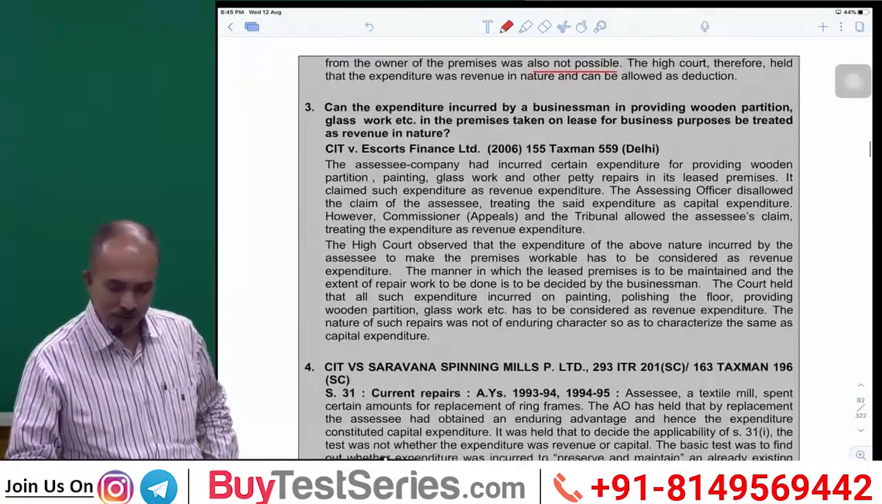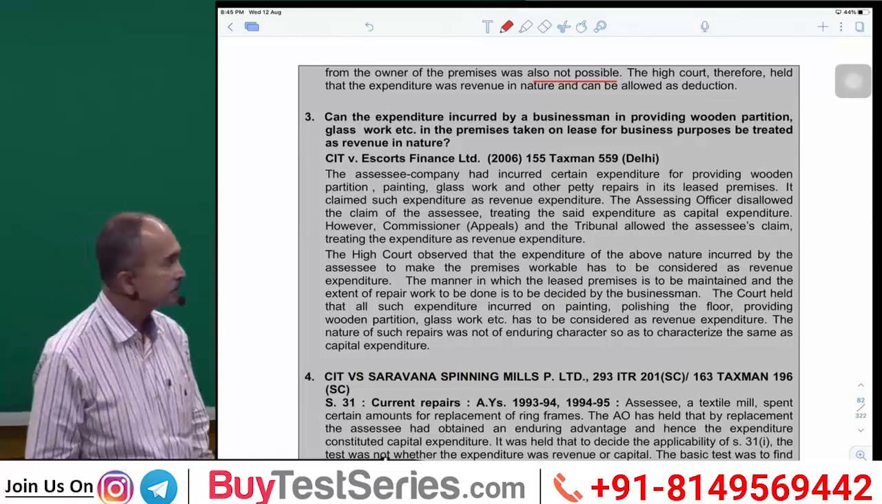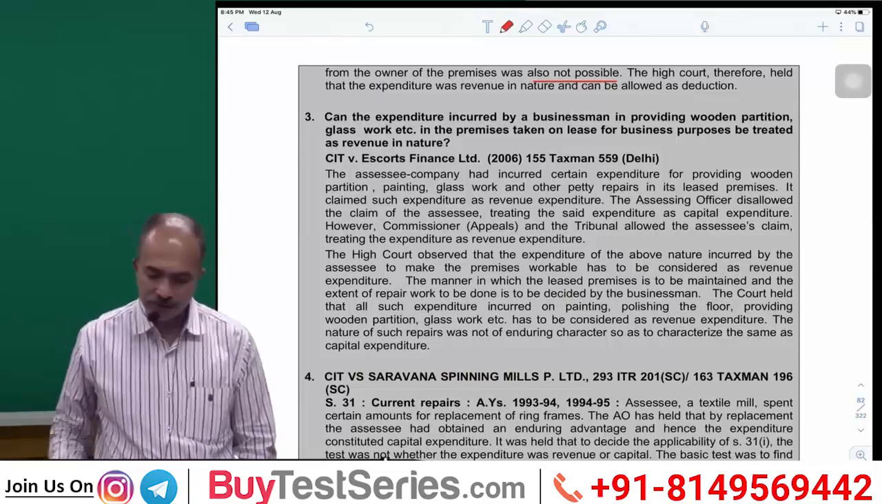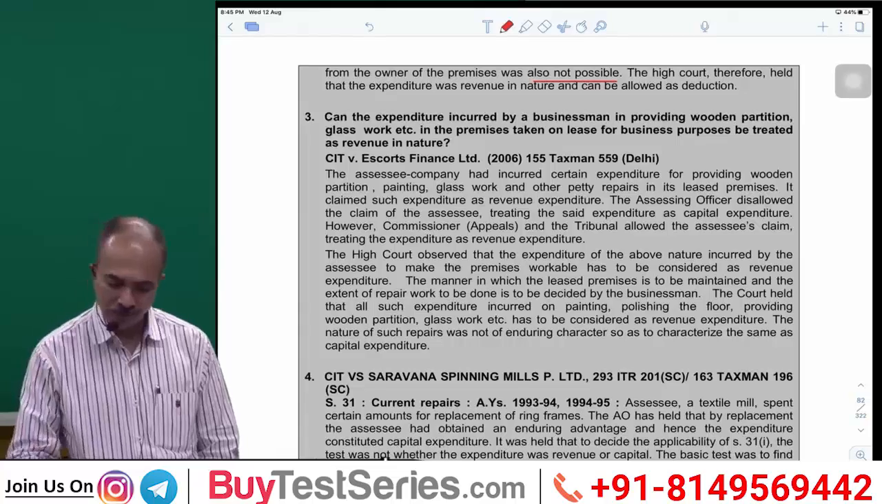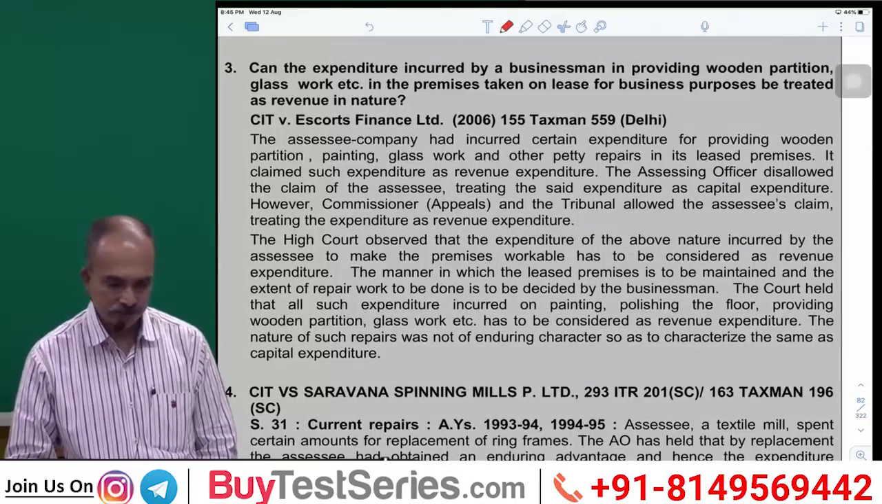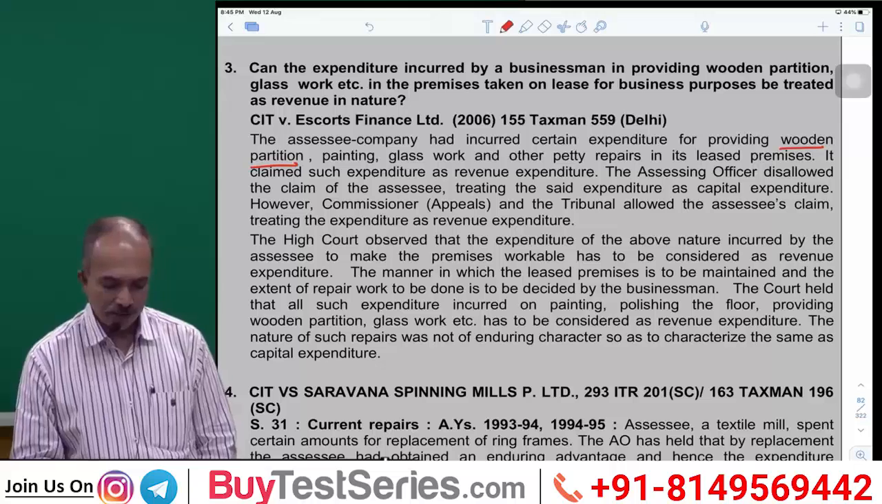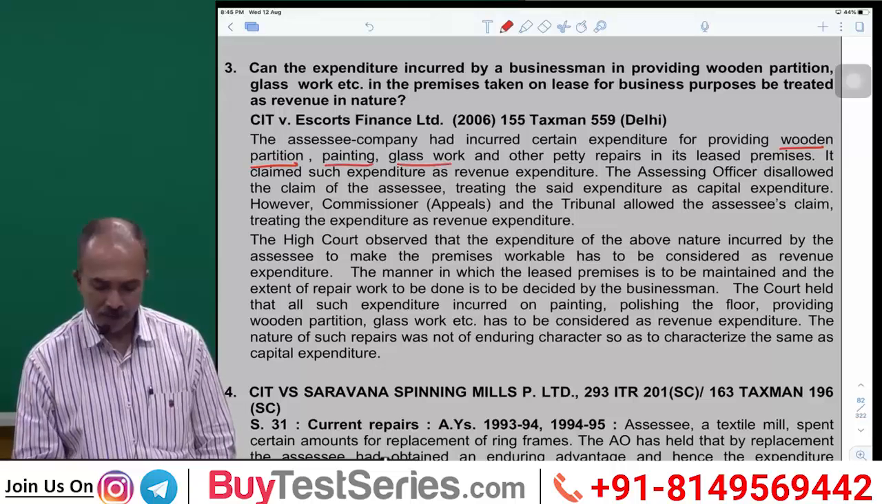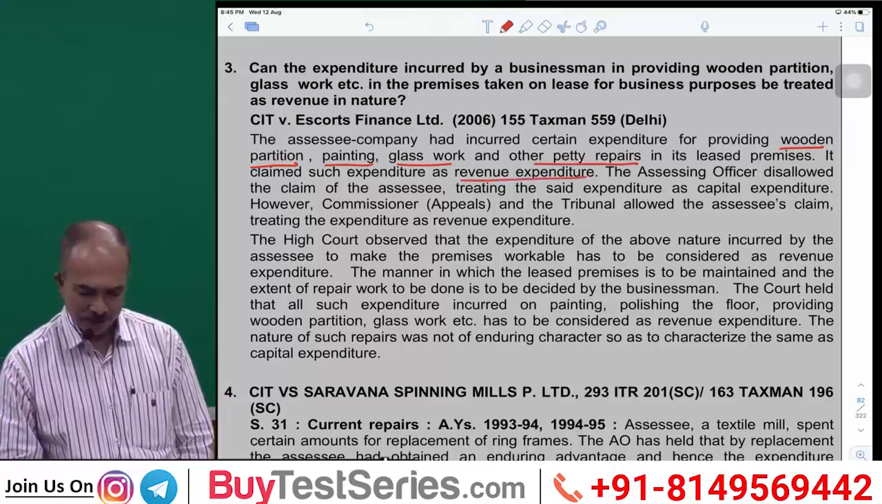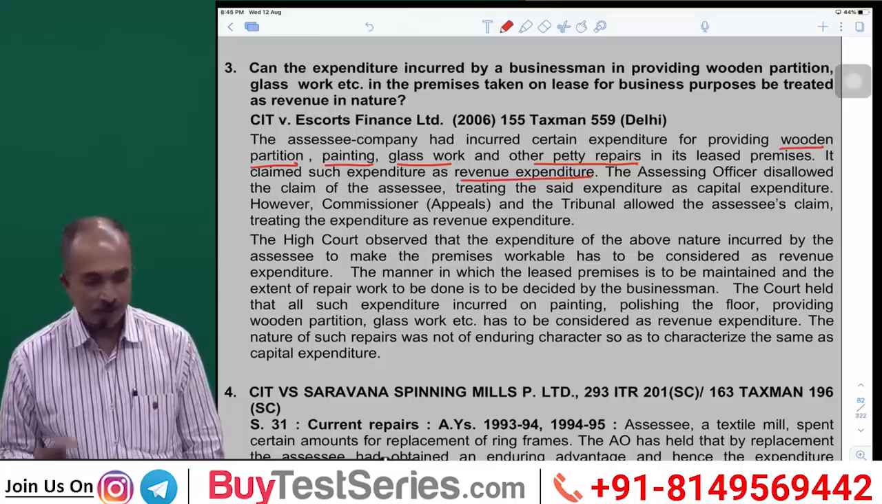Then another judgment we have on similar points is in the case of Escorts Finance. In the Escorts Finance case, what had happened? Let's go through the facts. Assessee company had taken a property on lease. It incurred expenditure on providing wooden partitions. So office space lease pe le li. They constructed the wooden partitions, painting, glass work, other petty repairs on the lease premises. Claimed it as revenue. AO disallowed. Commissioner allowed. Tribunal allowed.